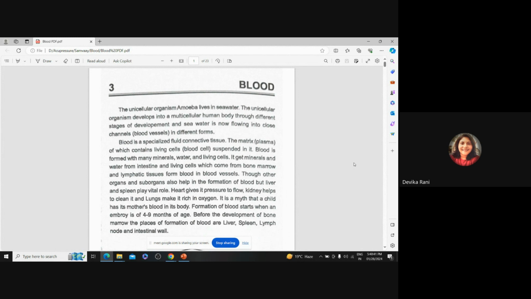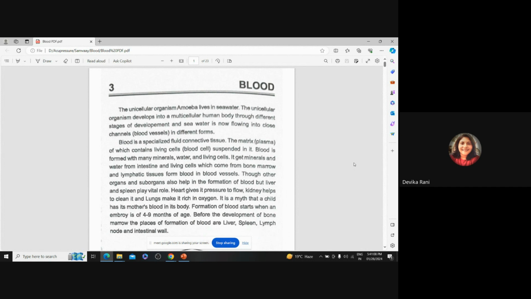If homeostasis of the body needs to be maintained, if the body needs to be disease free, if we need to be healthy, the transport of different nutrients, oxygen, and other components into the cell is very, very important. So, what is this blood? It is a specialized fluid connective tissue.